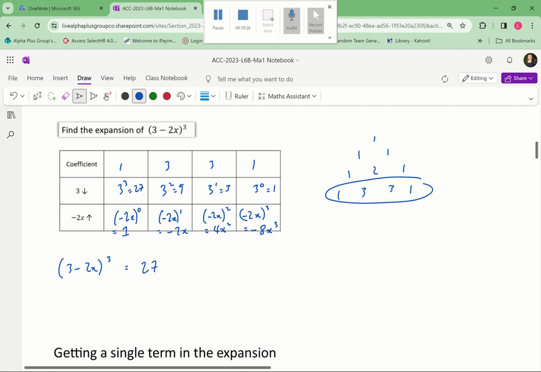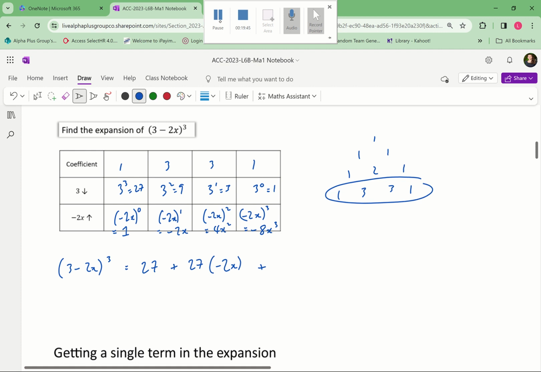It's going to be 27. The second term is going to give me 3 times 9 times minus 2x. So I'll do this in a few steps. I'm going to have 3 times 9 is 27 plus 27 times minus 2x.